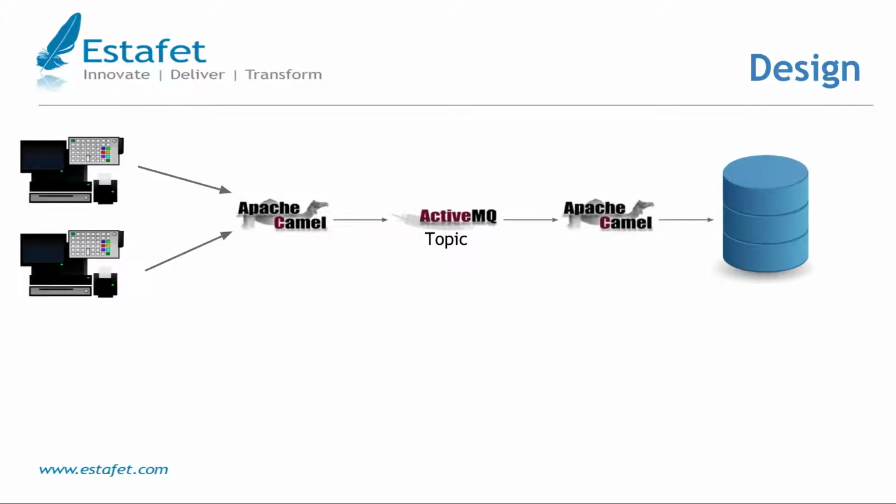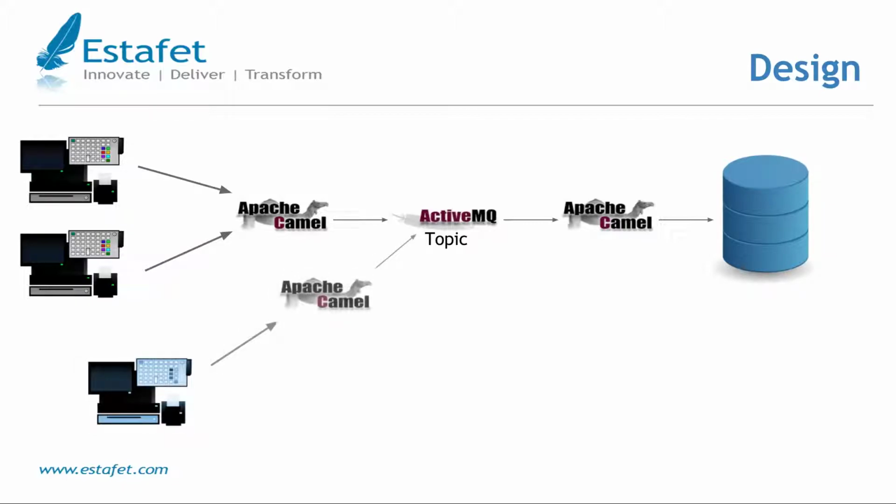As before, files from our tills of the same type will be processed by a Camel route. This route will transform the files and place them onto an MQ topic. Subscribed to this topic is another Camel route which persists the records to the database. This pattern is called publish-subscribe and we'll see one of the benefits in a minute. When we add our second type of till, it is exposed by another Camel route which transforms the file and places the records onto the same MQ topic.